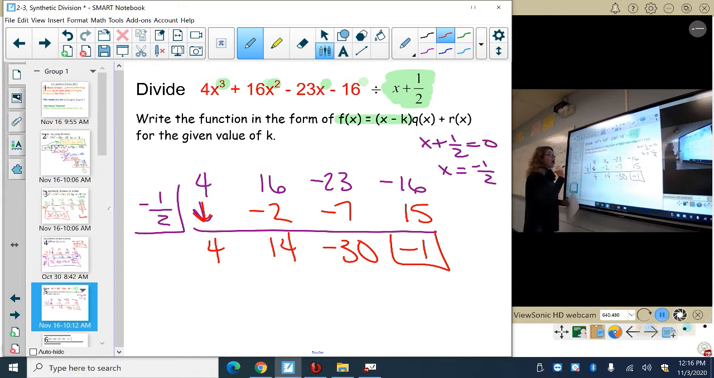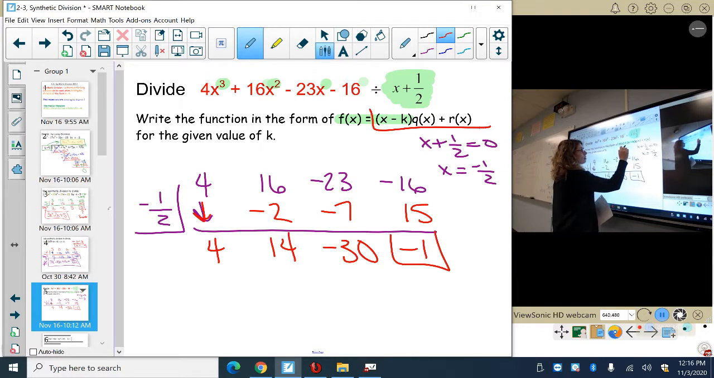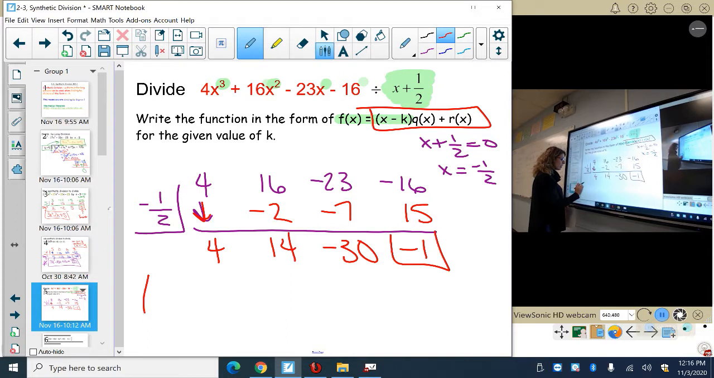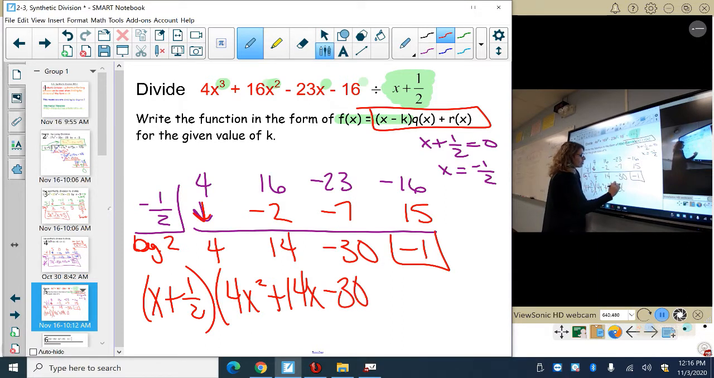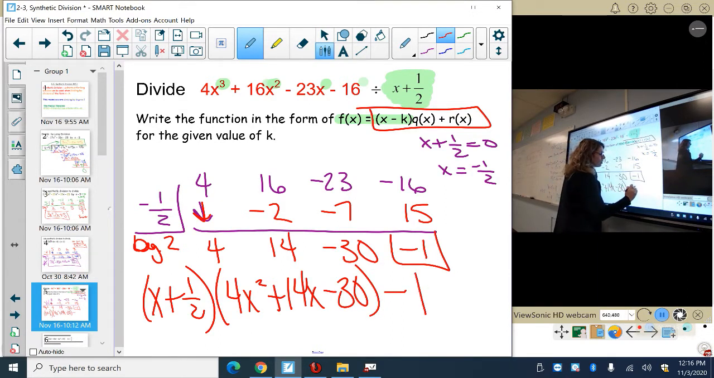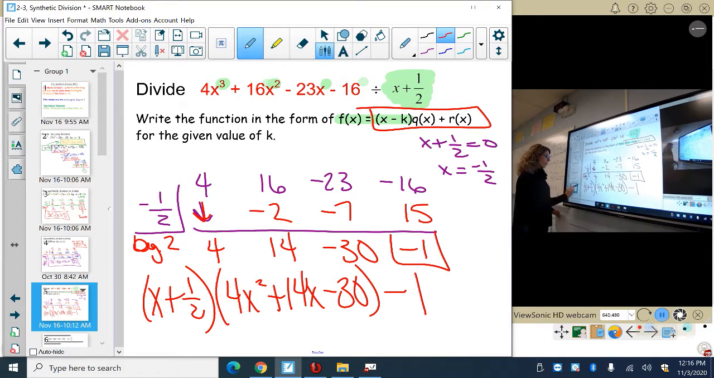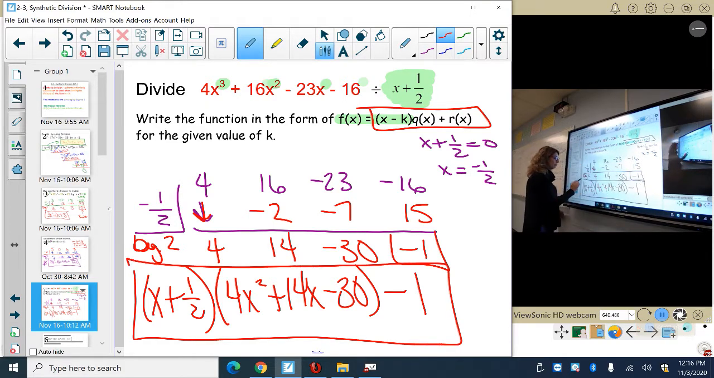which means I have to write it like this. This is how I have to write it. So that's going to give me an x plus 1/2, which is what I divided by. This drops it down to degree 2. So that's going to give me a 4x squared plus 14x minus 30. And then I'm going to add the remainder. And that is it. Okay?